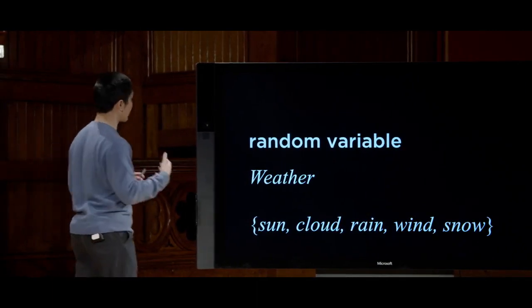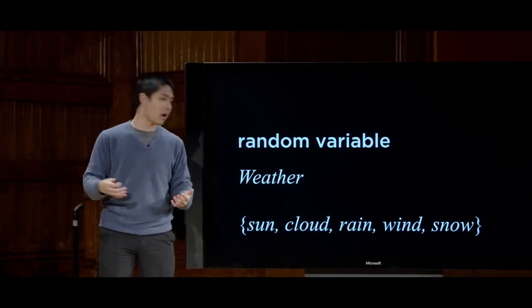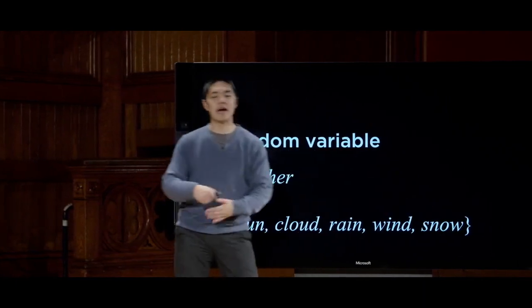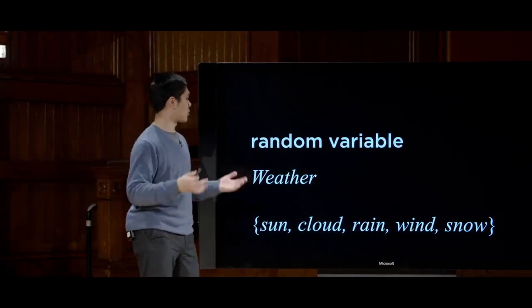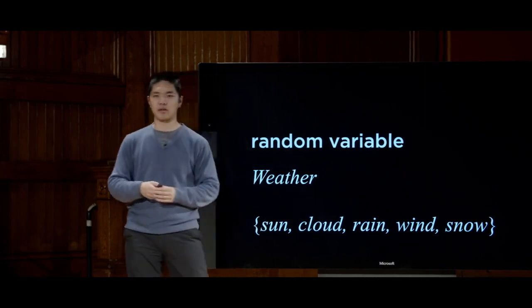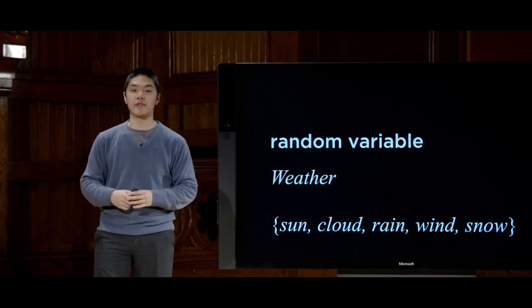For example, I might have a random variable to represent the weather, where the domain of values it could take on are things like sun or cloudy or rainy or windy or snowy. And each of those might have a different probability. And I care about knowing what is the probability that the weather equals sun or that the weather equals clouds, for instance. And I might like to do some mathematical calculations based on that information.